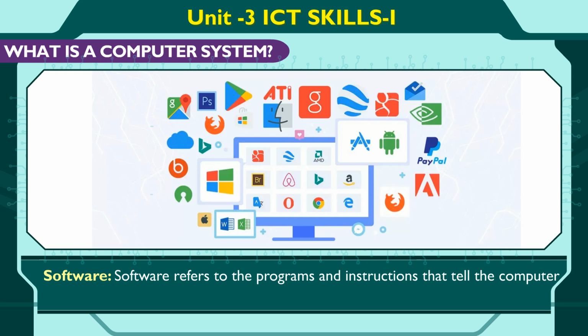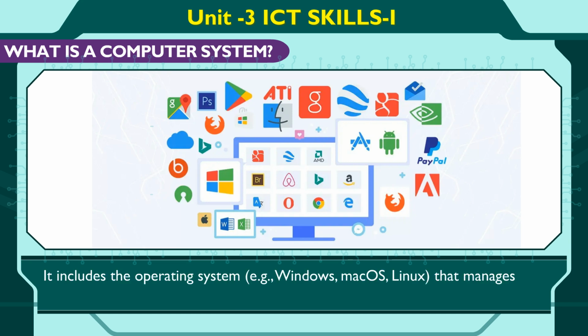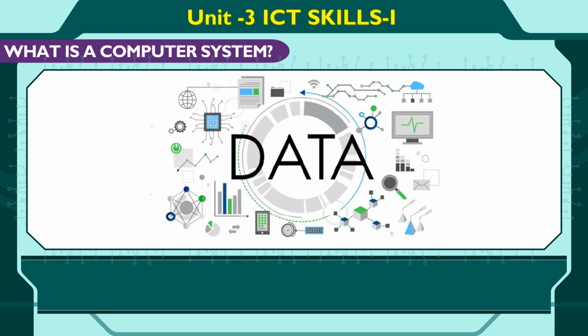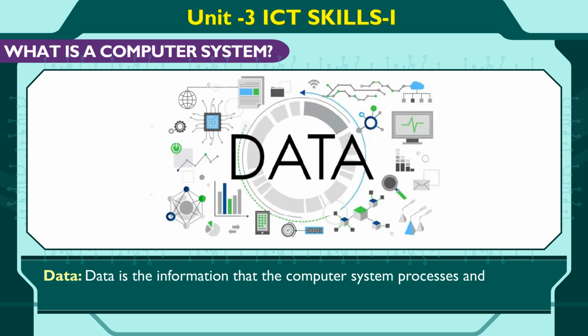Software. Software refers to the programs and instructions that tell the computer system what tasks to perform. It includes the operating system, that is Windows, Mac operating system, Linux, that manages computer resources and provides a user interface, as well as application software, that is word processors, web browsers, video editing tools that enable users to perform specific tasks.